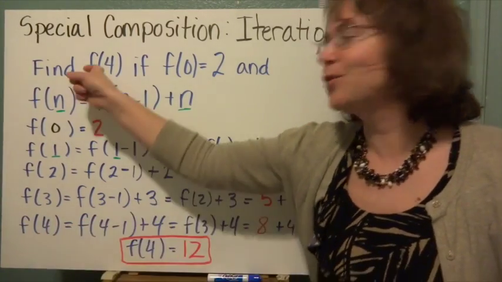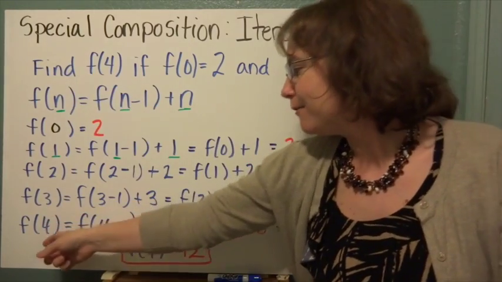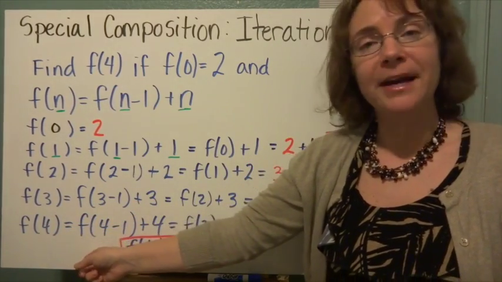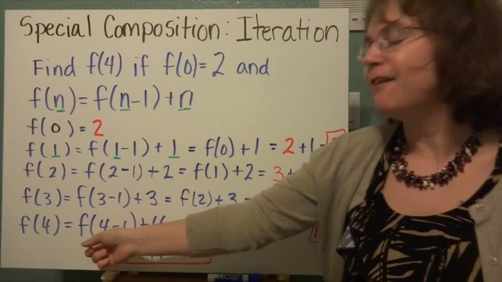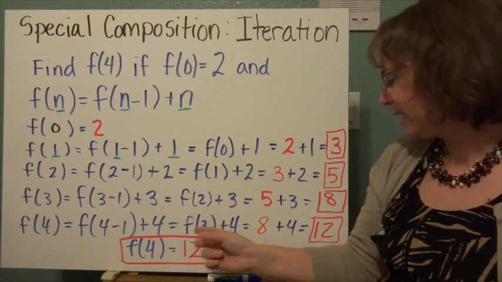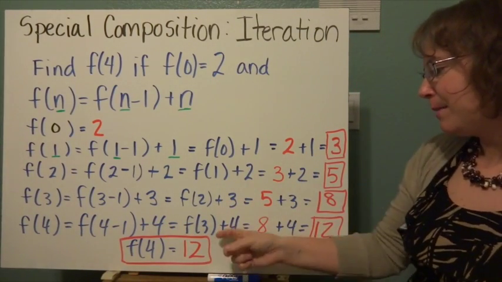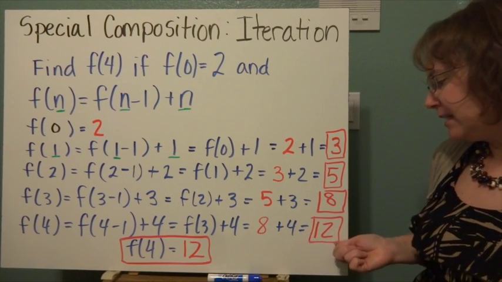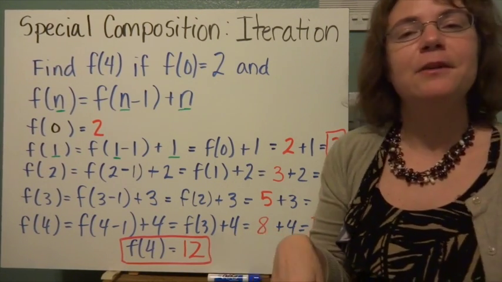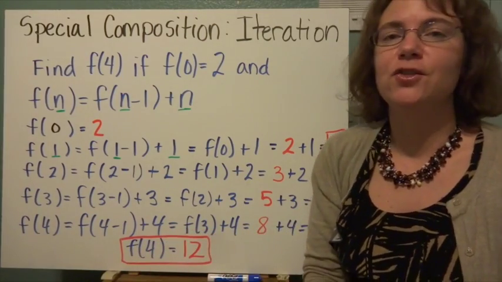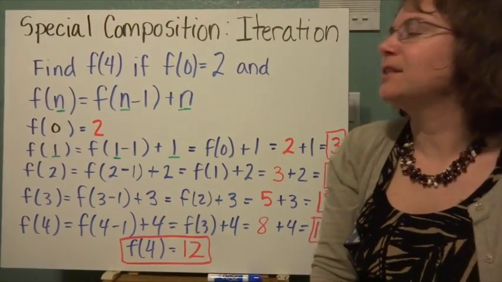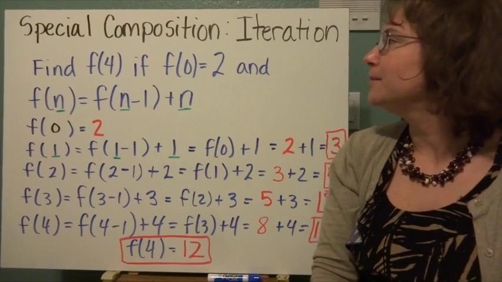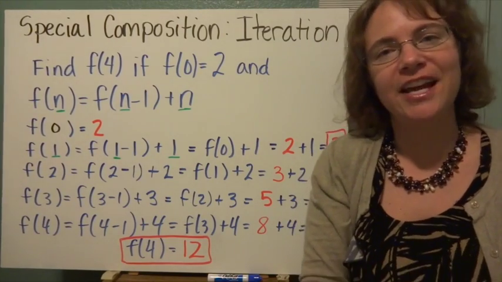F of 4, which is really our goal here, is equal to f of 4 minus 1 plus 4. F of 4 minus 1 is just f of 3, which we know from right here, plus 4. So that 8, that f of 3 plus 4, is equal to 12. And I found my value: f of 4 is equal to 12. And that's a special composition function. That's a function composed with itself, and that's called an iteration.